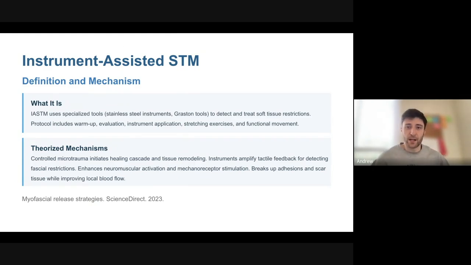The brain recognizes what's going on. And once that tension is resolved, the brain is no longer receiving that feedback, constantly saying, hey, this muscle is not working the way it's intended to. It can also help break up adhesions, but so can manual therapy as well.